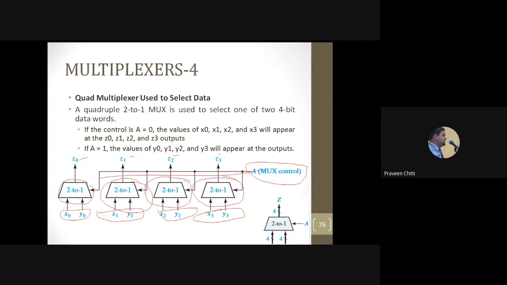Z0, Z1, Z2, Z3 will be equal to X0, X1, X2, X3 when A is 0. And when A is 1, they will be Y0, Y1, Y2, Y3. So what you are doing here is, by using four 2:1 muxes, at any given time we are passing one of the two 4-bit inputs to the output, and that is what is shown in this case. You can see here X is 4-bit, Y is 4-bit, Z is 4-bit, but A is what?